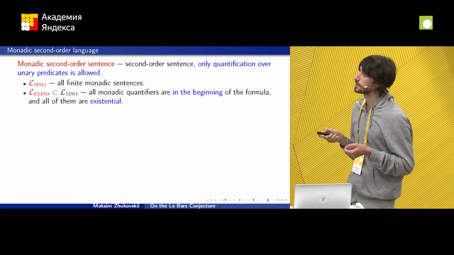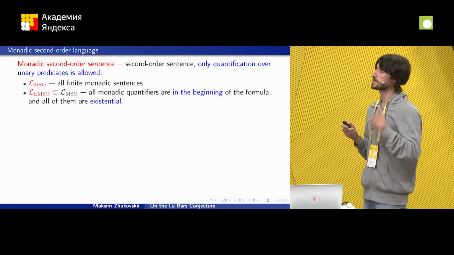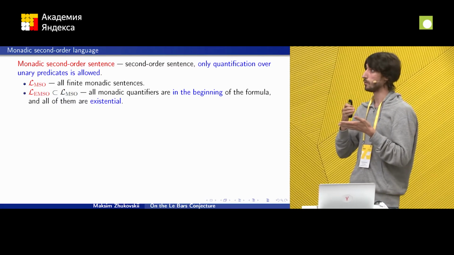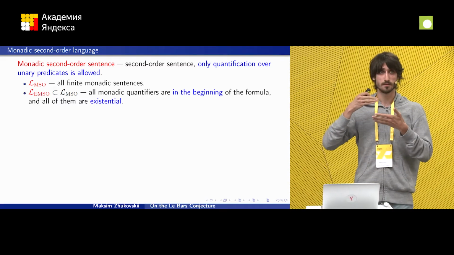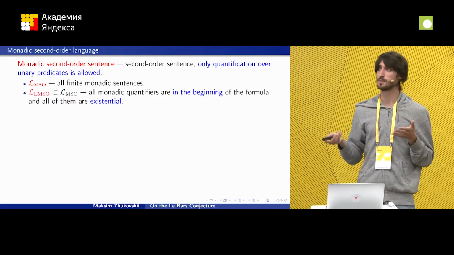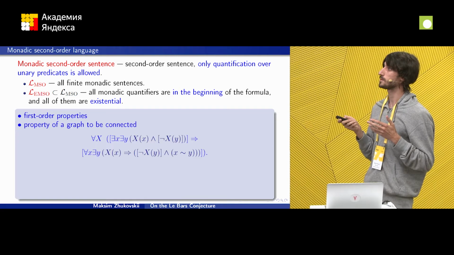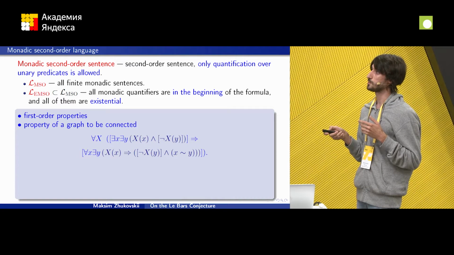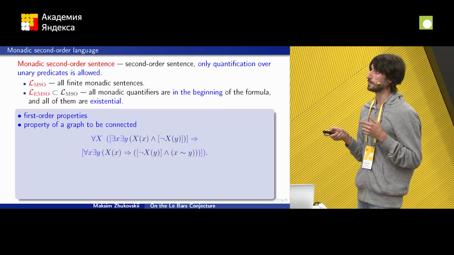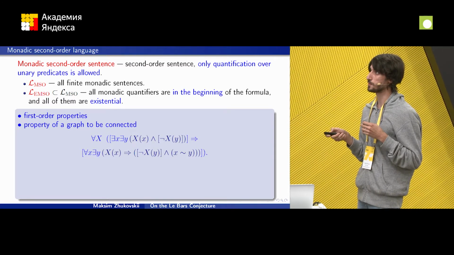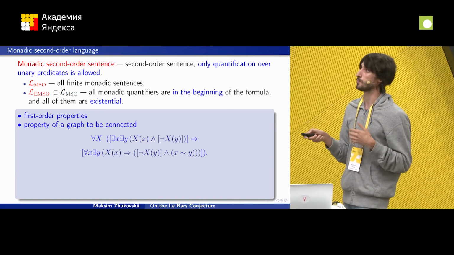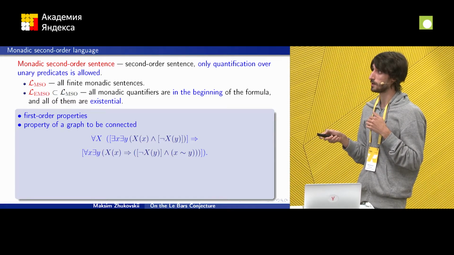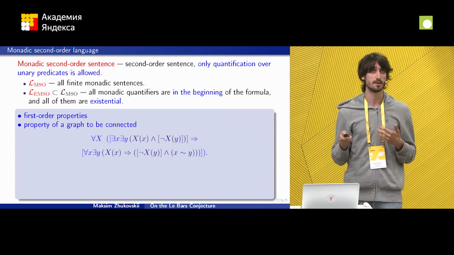And I also need this set. This is the subset of the set of all monadic sentences in which all the quantifiers over monadic variables are in the beginning of the sentence. So we'll have an example to explain it. For example, the property of a graph to be connected is of course monadic second order, but it's not existential, because we have this monadic variable, and before this variable we have not an existential but a universal quantifier.